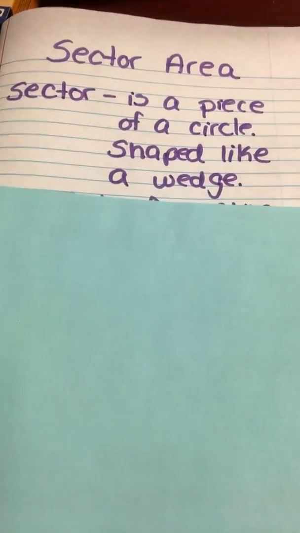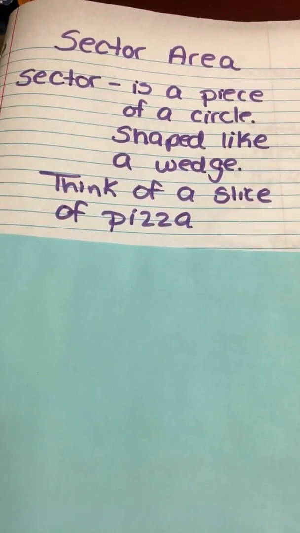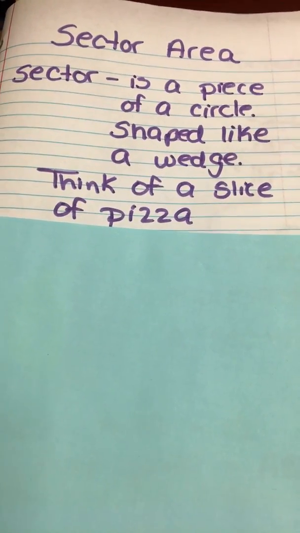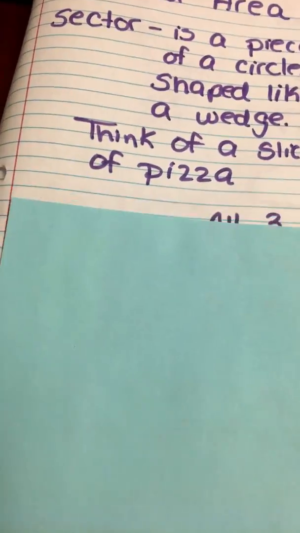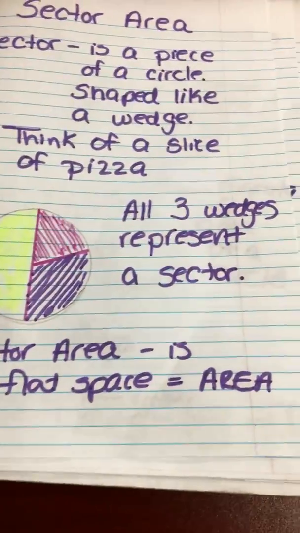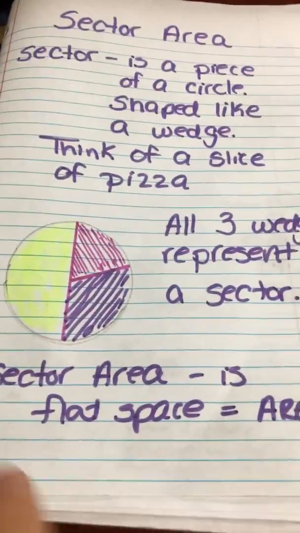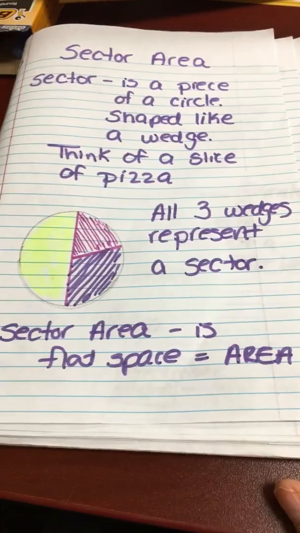So a sector is a piece of a circle. It's shaped like a wedge. So think of a slice of pizza. I know a lot of you thought of a piece of pizza as a triangle, but it's actually in the shape of a sector. Okay? So here is a diagram where all three pieces represent a sector.